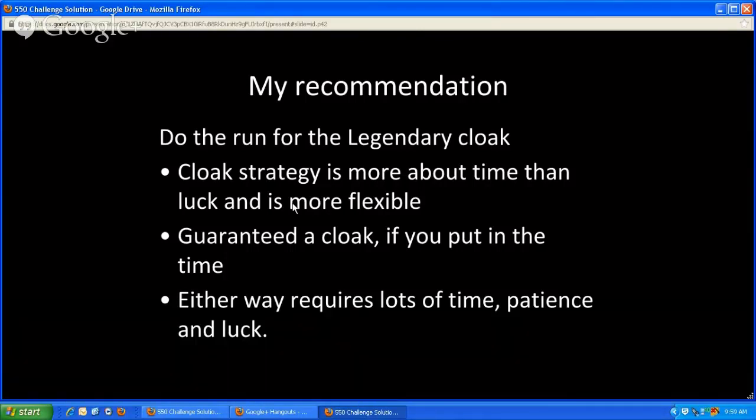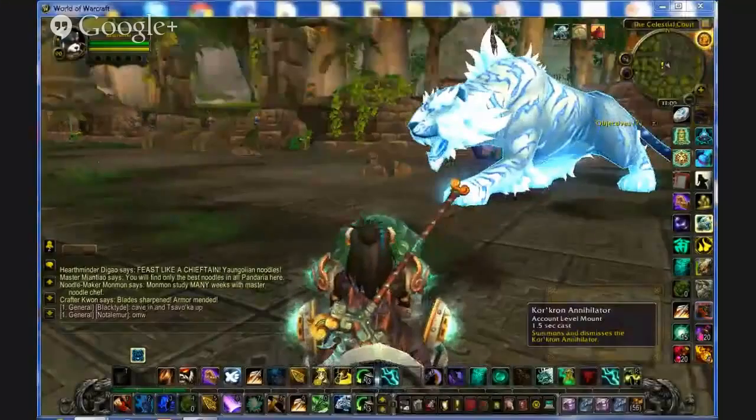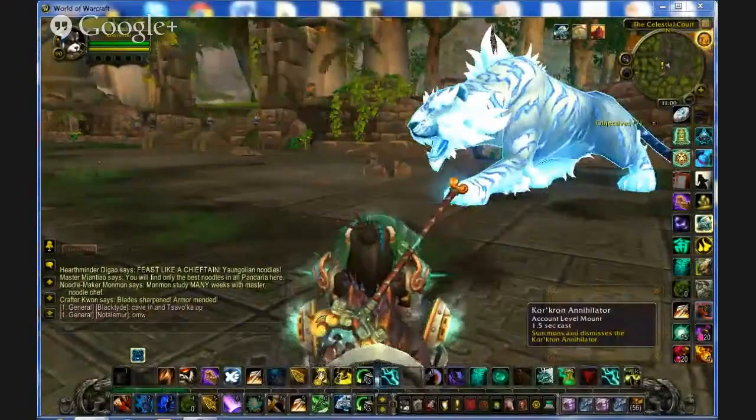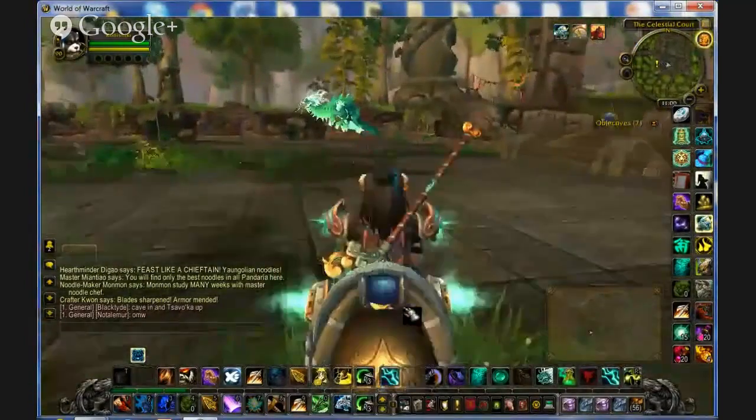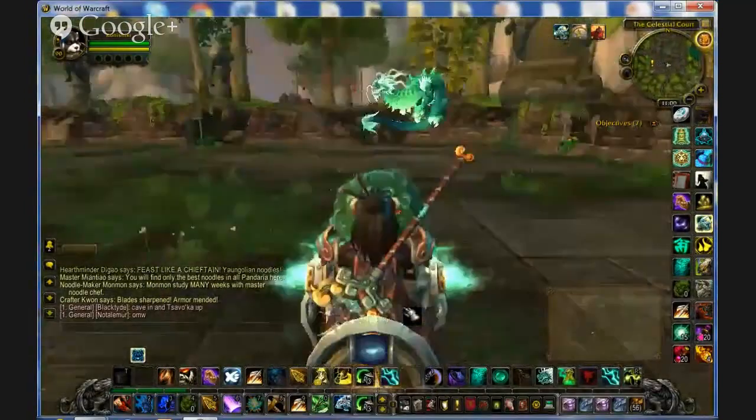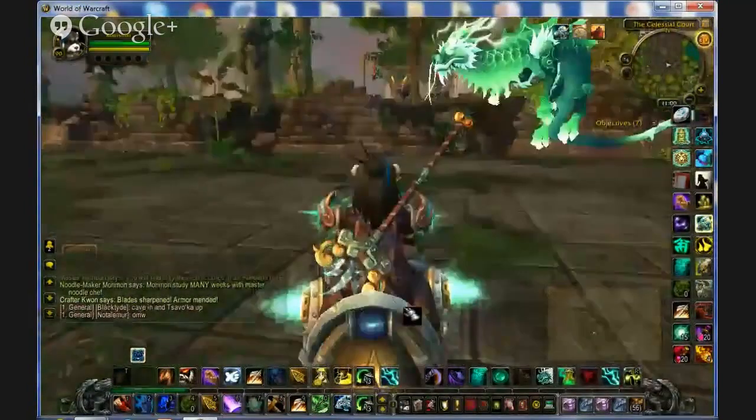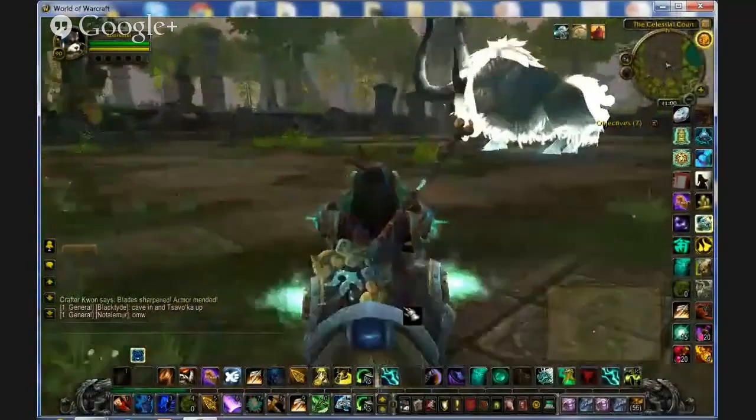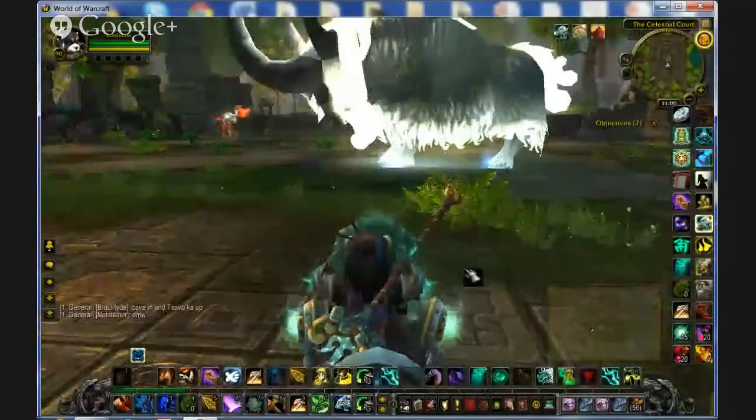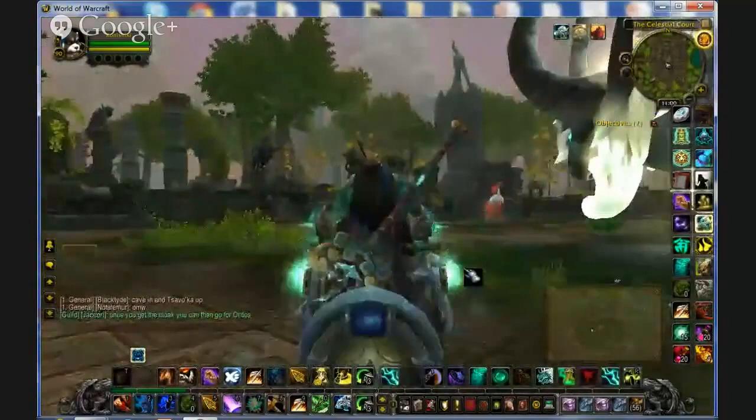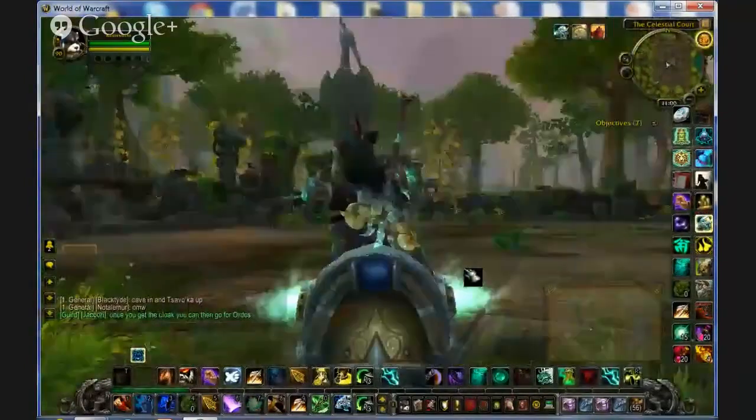Obviously, if you don't have time, then it may not be the strategy for you. But the reason is that the cloak is guaranteed. If you put in the time and you run the runs and you get all the pieces that you need to get, you'll actually be able to get that cloak. That's a guaranteed deliverable, whereas a lot of the other ones are the luck of the random number generation, the RNG in the game, and sometimes you get pieces and sometimes you get gold.